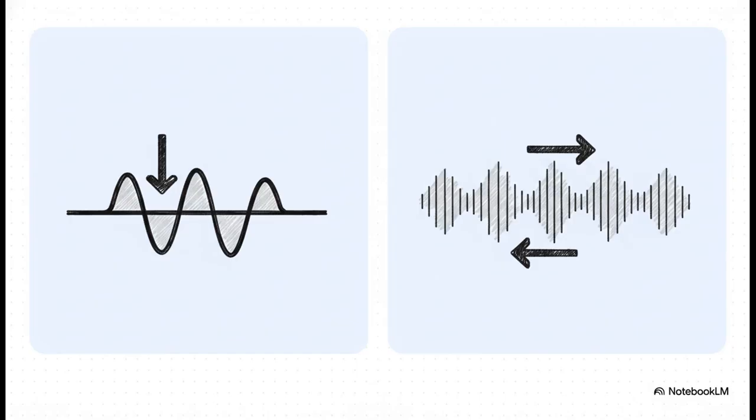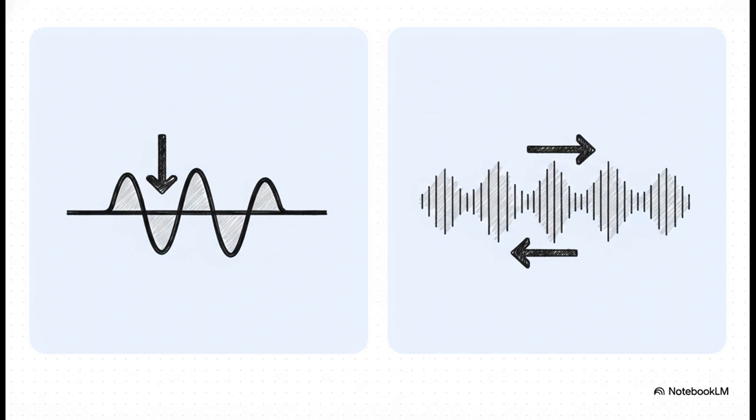Now, waves basically come in two main flavors. Over on the left, you've got your transverse wave. This is where the wiggle is perpendicular, at a right angle, to the direction the energy is headed. A guitar string is the classic example. It moves up and down, but the wave travels sideways along the string.